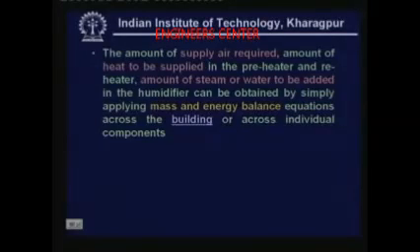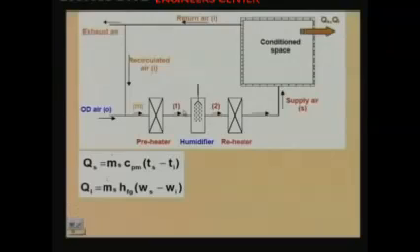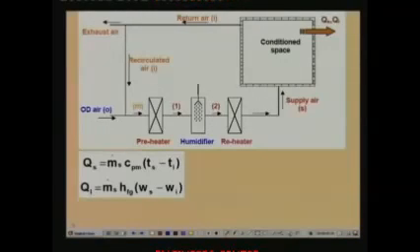And the amount of supply air required, the amount of heat to be supplied in the preheater and reheater, the amount of steam or water to be added in the humidifier, all these things can be obtained by simply applying mass and energy balance equations across the building or across individual components. Let me explain this. This is very easy. For example, I want to find out what should be the supply air flow rate, m dot s.